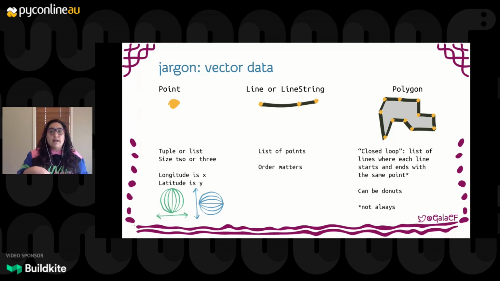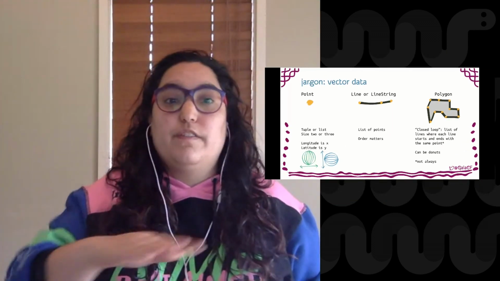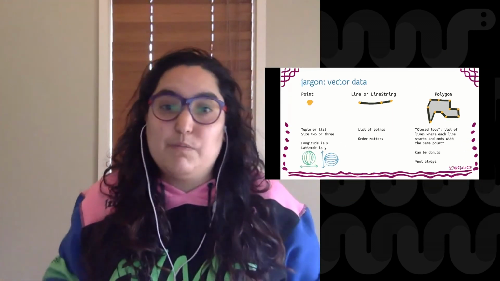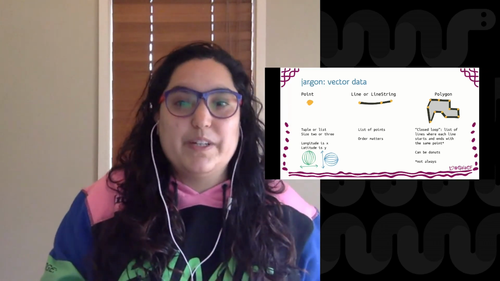And so the order matters in the line. And in the polygon, you want to think about it as a closed loop, and it kind of includes all of the area inside of that. And it can be a donut, but yeah, it's good to think about it as a big closed loop with everything inside included. And I just want to say all of these things depend on what file system you're working on, and so they're not always true.